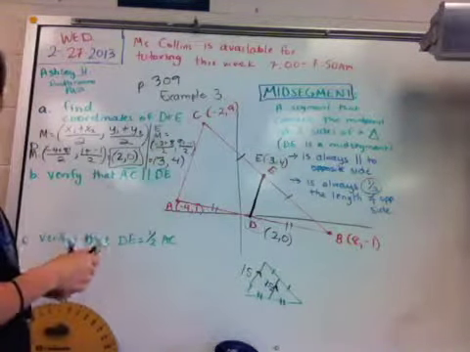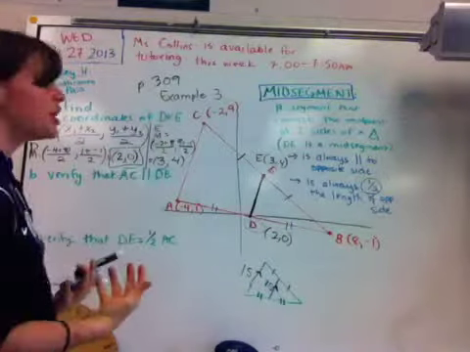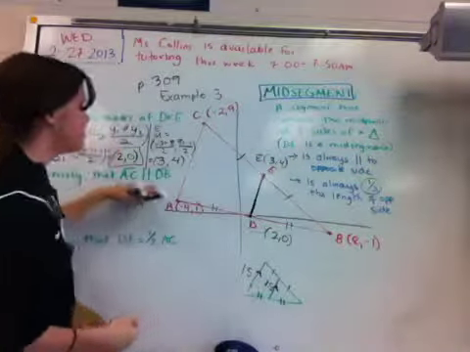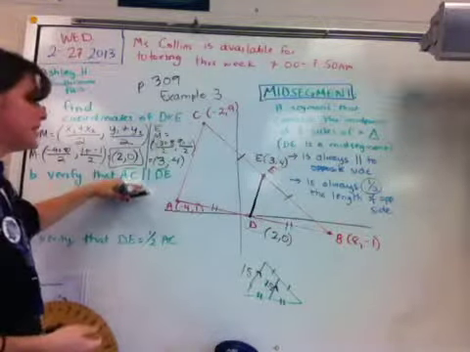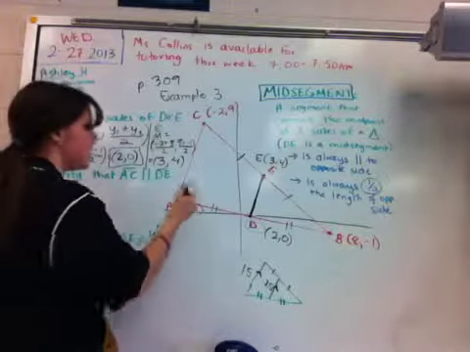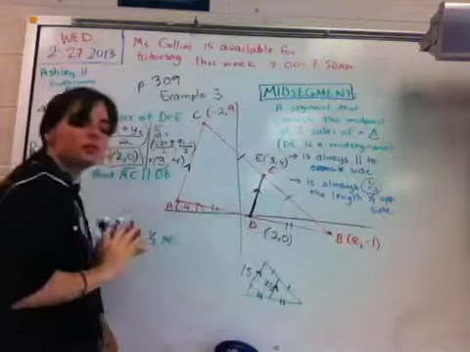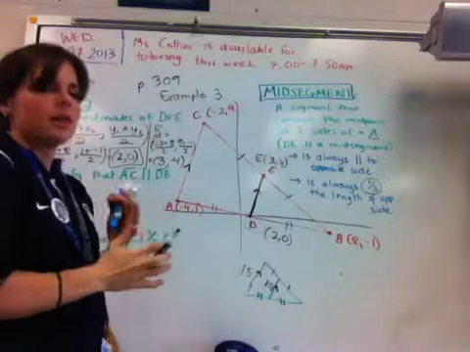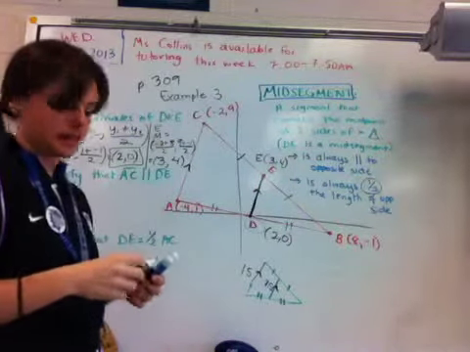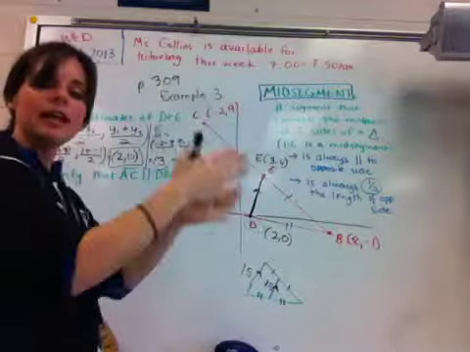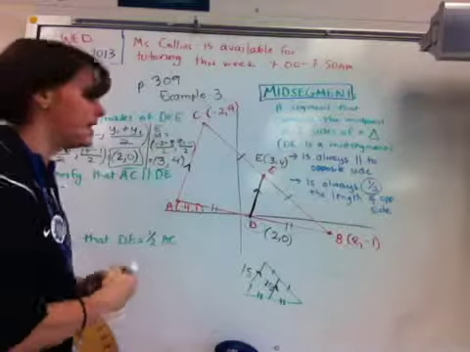Now, they're going to ask you to verify or to show that DE is parallel to AC, or that AC is parallel to DE. How can we show that two things are parallel to each other and make sure we know that for sure? We're going to prove it to somebody that doesn't believe us. How can we prove parallel lines on a coordinate plane?